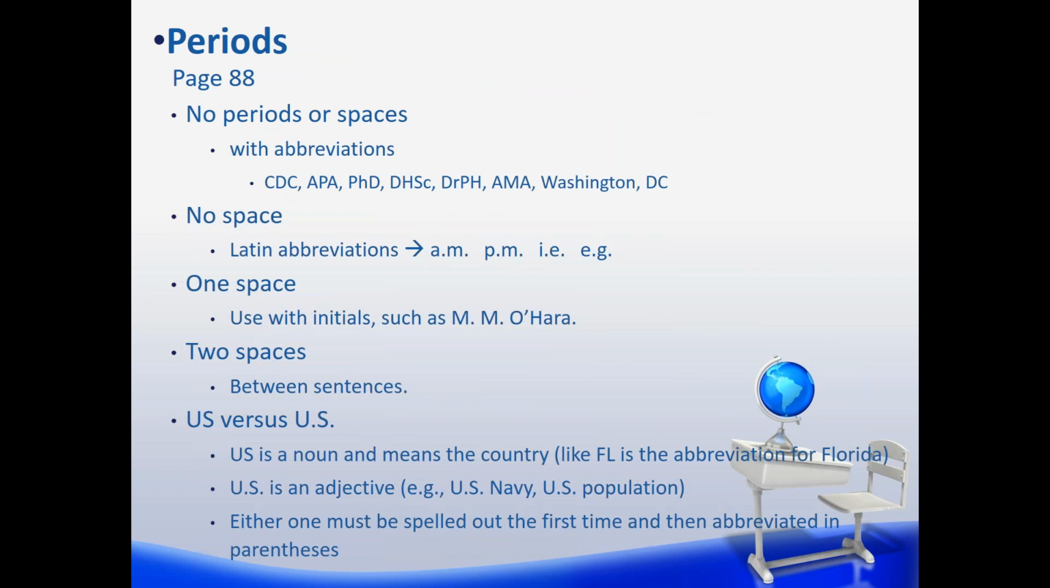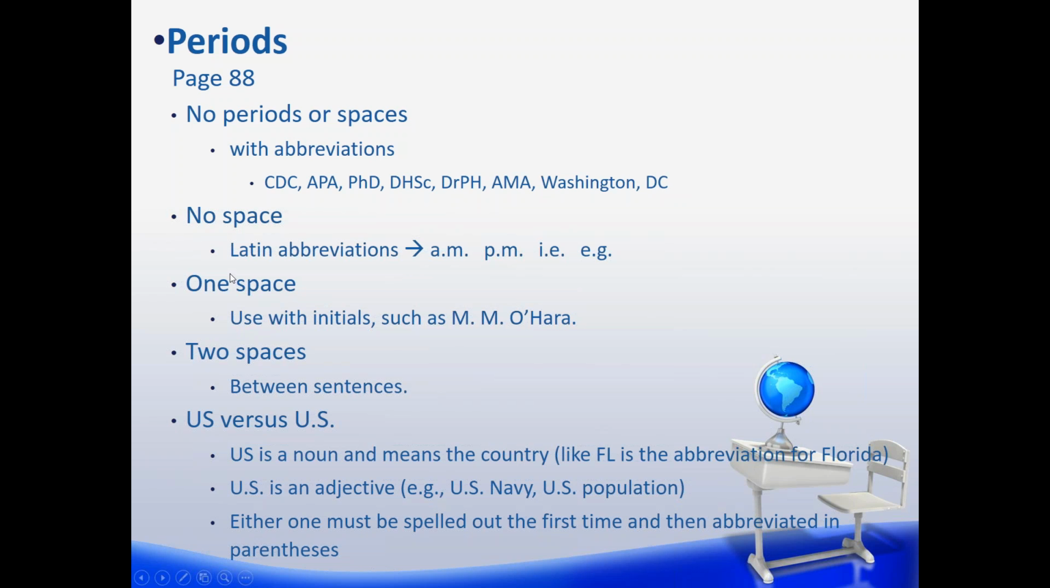Periods. We use periods with no spaces. We use them with 1 space and 2 spaces. So no periods or spaces are used with abbreviations. So Washington, D.C. doesn't have any periods there.